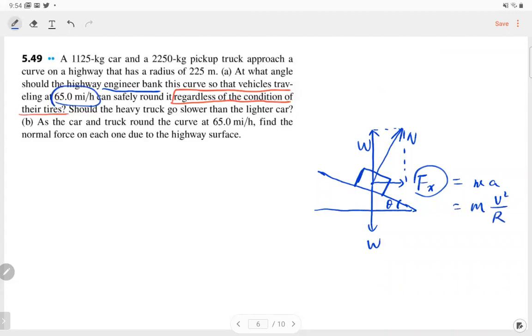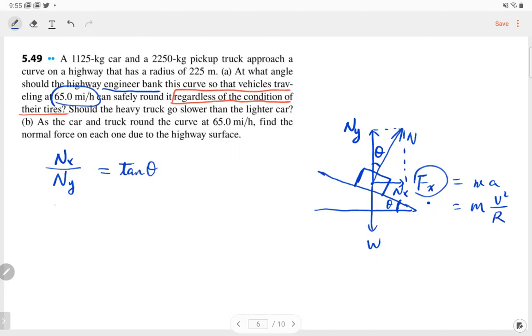Then the question is, how can we figure out the horizontal component of the normal force? We know the angle between the bank slide and the horizontal direction. Then from the geometry, we will find that theta is also equal to this one. These two angles are equivalent. So that means the y component of the normal force and the x component of the normal force have a relation. That is, the x component over the y component is equal to tangent theta. This is the first relation.